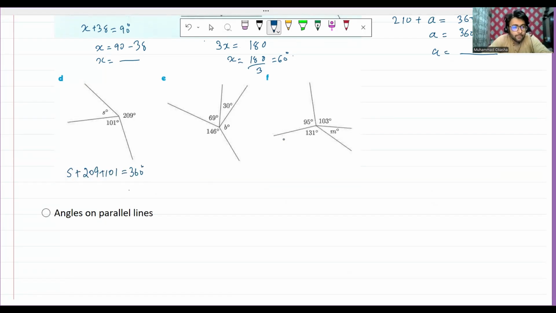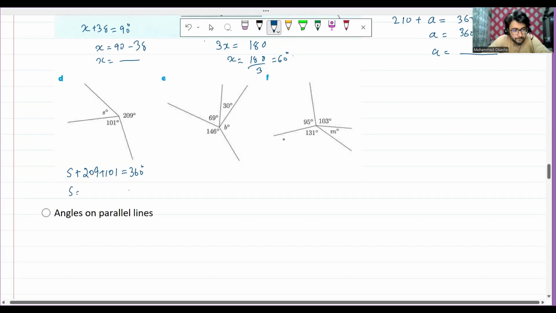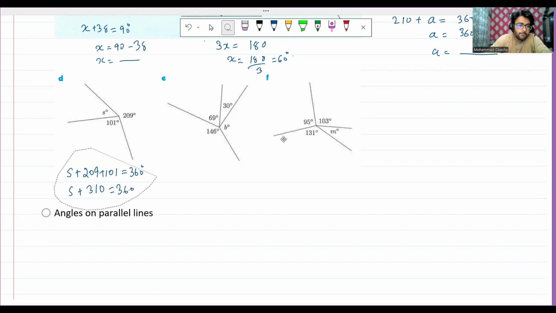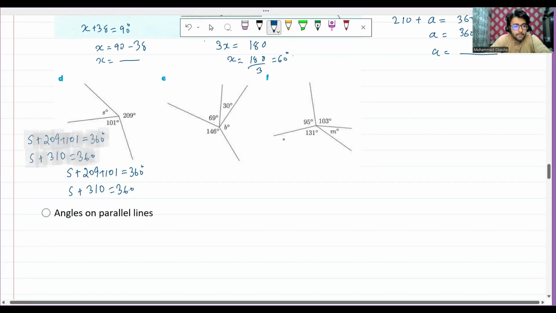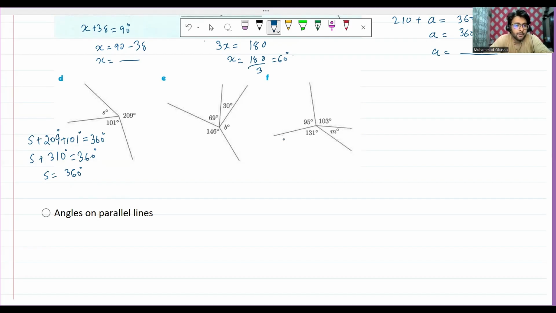So 209 plus 101 would be 310, and S plus 310 equals 360. I will move 310 over to this side. So it's going to be 360 degrees. Do not forget to put degrees on all of these angles. Minus 310 degrees, and you will get 50 degrees as your answer.